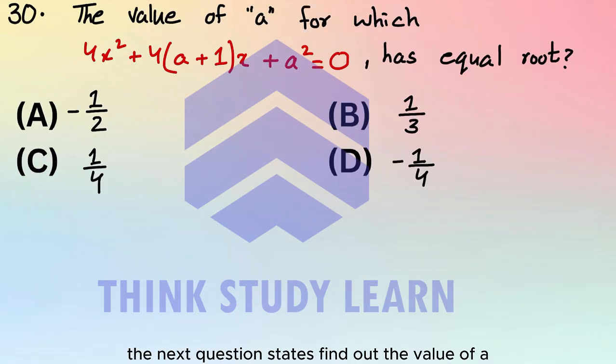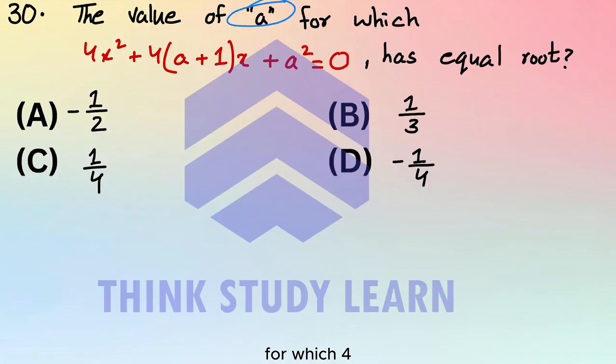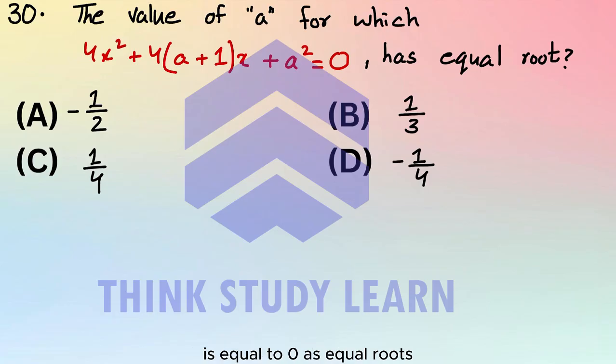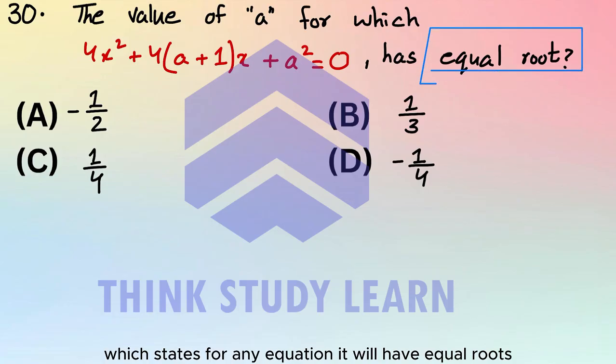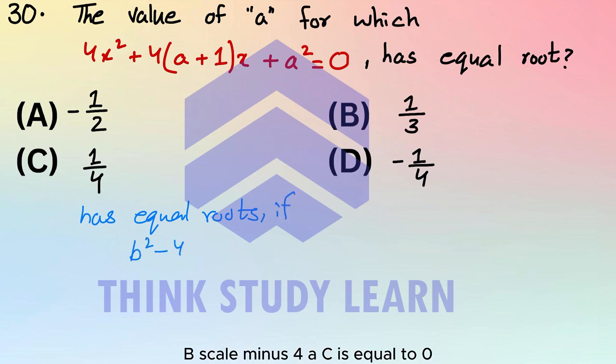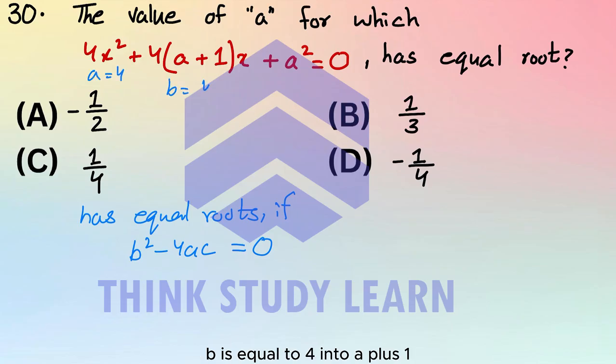The next question states, find out the value of a for which 4x square plus 4 into a plus 1 into x plus a square is equal to 0 has equal roots. So we know that the condition which states that for any equation it will have equal roots if b square minus 4ac is equal to 0. So here in this equation a is equal to 4, b is equal to 4 into a plus 1 and c is equal to a square.